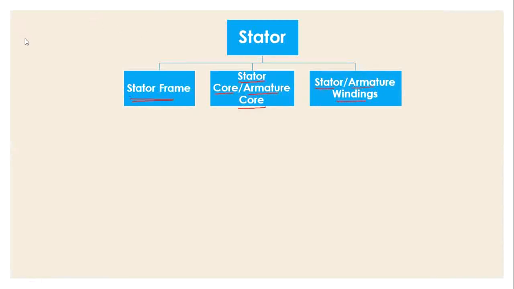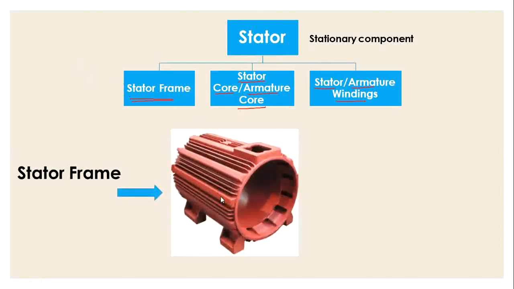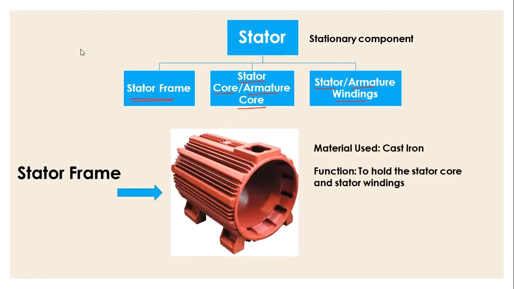So let's see first what the stator frame is. I have already told you that the stator is a stationary component, so it does not rotate, it remains stationary. The stator frame looks something like this. The function of the stator frame is to hold the stator core and the stator windings, and it also gives protection to the stator core as well as the stator windings. The material used to make the stator frame is cast iron, because cast iron is very strong as well as cheap.